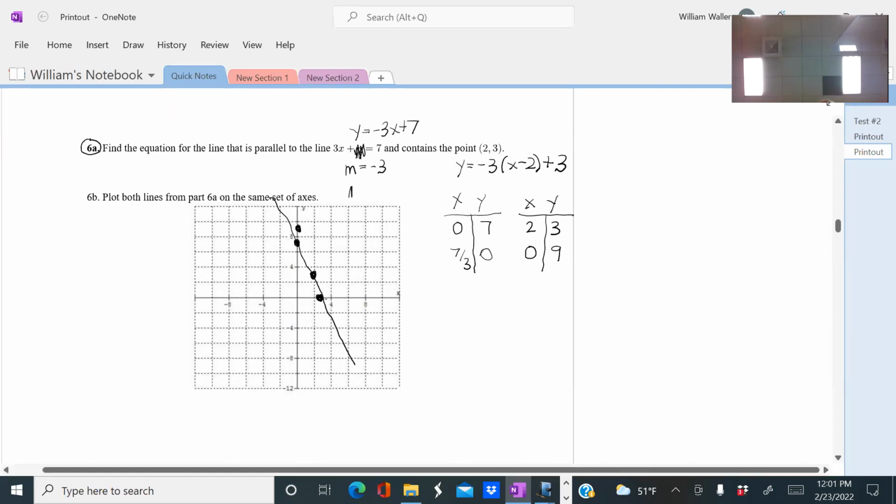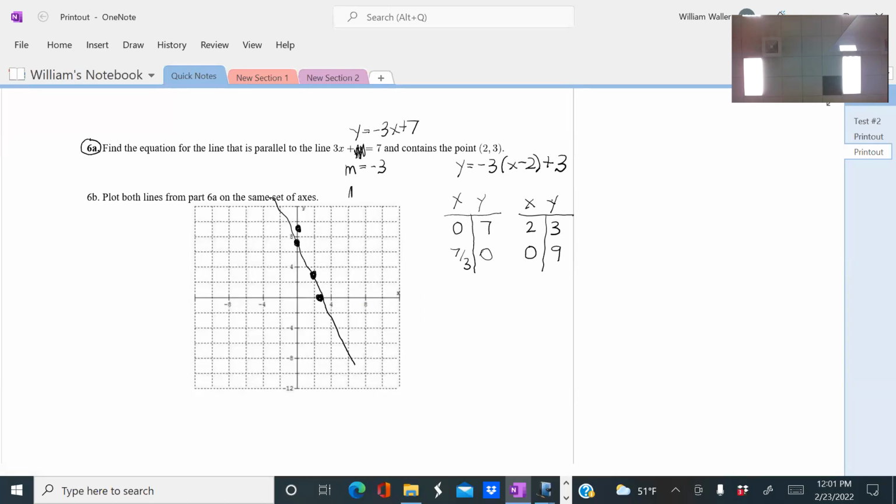I probably drew this one really early. This is not a very good graph of this. I didn't plot these points very well. All right, but nevertheless, you can see how to look on the answer sheet. Anyway, you see, plotting lines is simple. All you have to do is get a couple of points on the line and then connect them with a straight line. Okay.